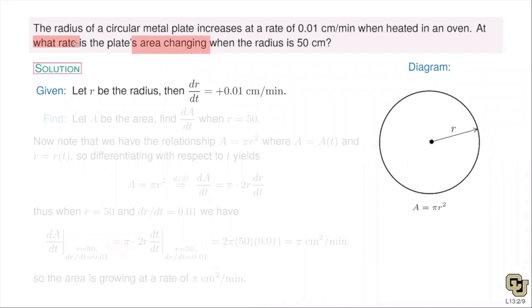So they're asking for a derivative. They want to know the rate of change of the area. So they're asking us to find dA/dt. And then there's a second piece of information here. It says when the radius is 50 centimeters.